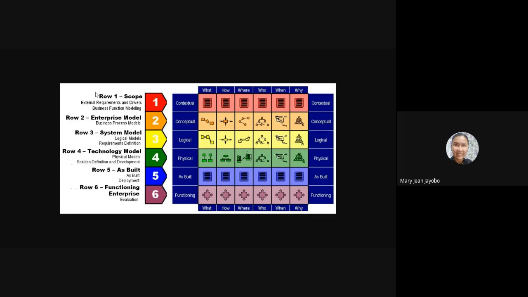Okay, so ayun yung nagpa-plan, IT developer. So titingnan ninyong maigi. So this is now your view, the planner's view. So it includes the scope, context. So the view describes the business purpose and strategy, defining the playing field for the other views. Kayo yung magpa-plan and together with the business. So external requirements, it needs to be checked, ano ba yung mga kailangan, and the drivers, business function modeling.